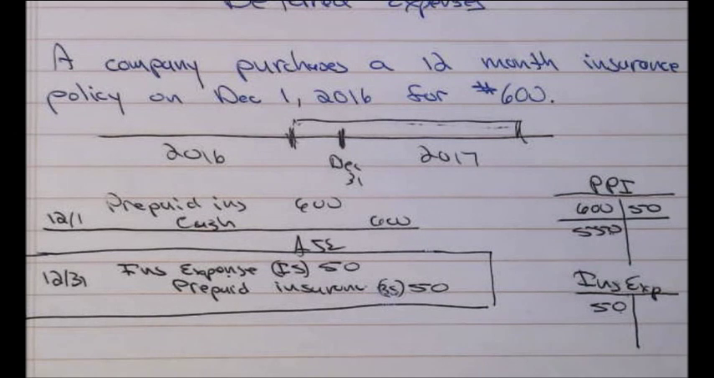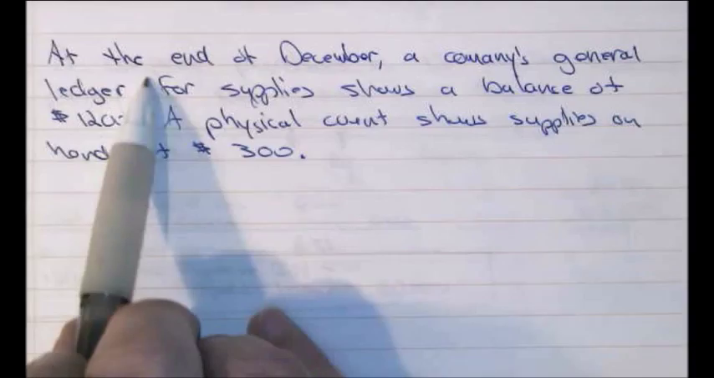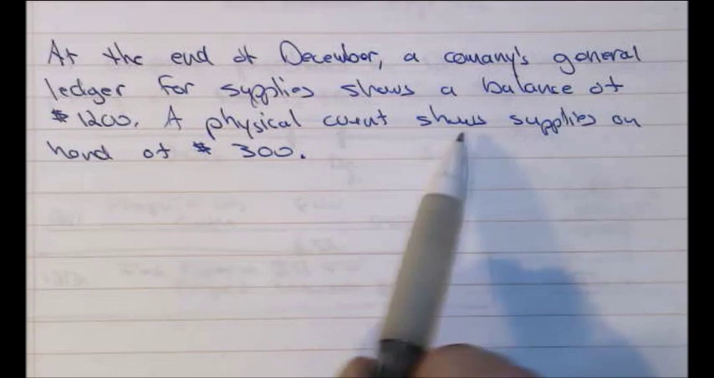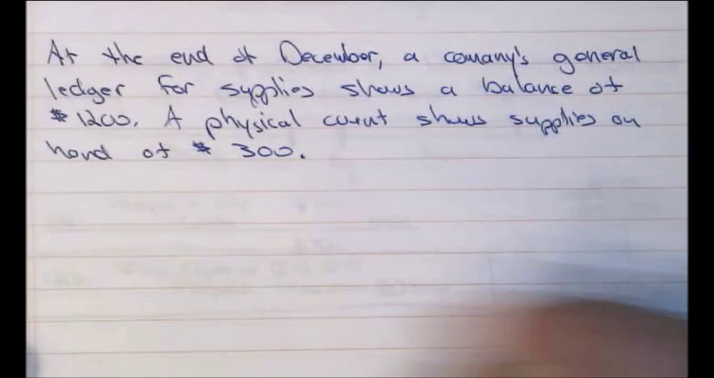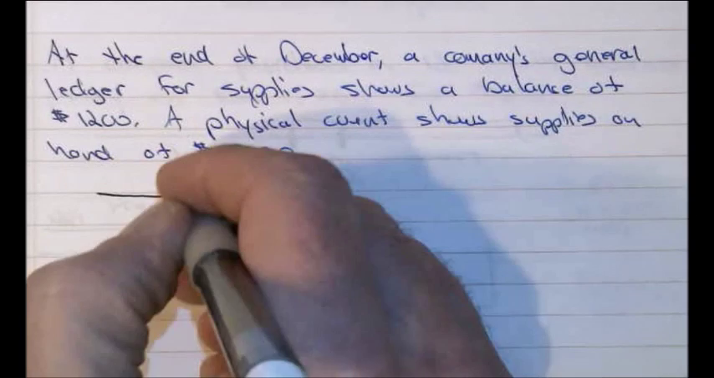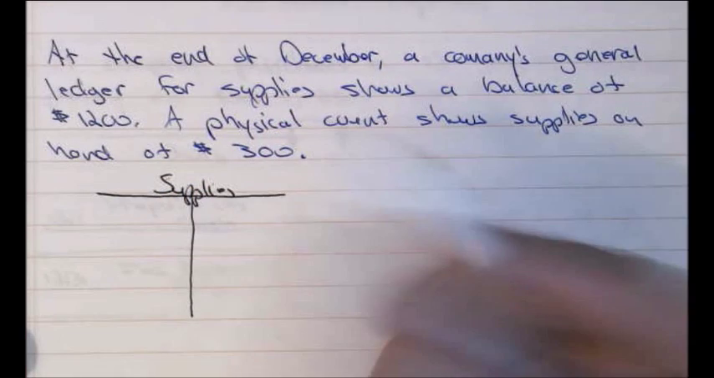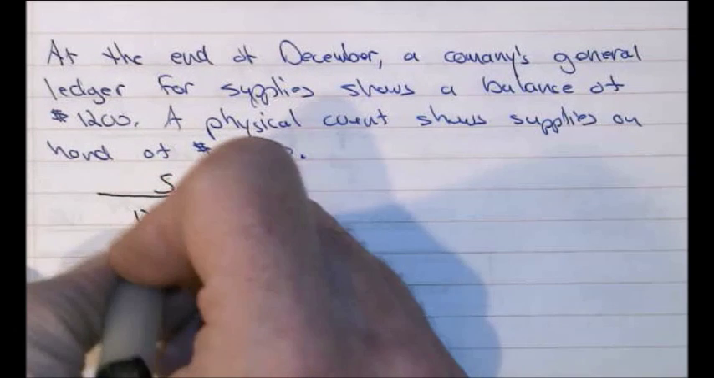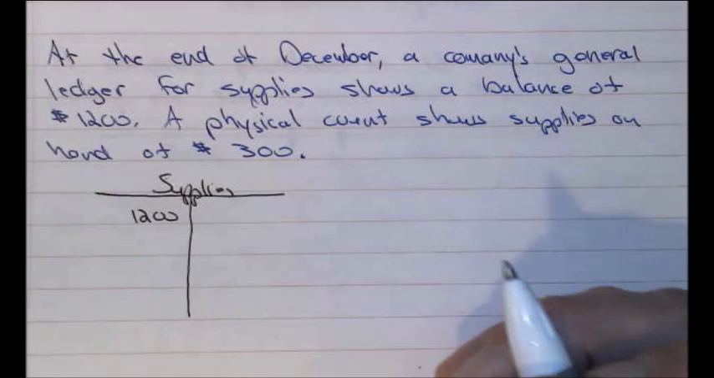We'll do another one real quick. The other one that we have is supplies. Now, this one, end of December, a company's general ledger for supplies shows a balance of $1,200. A physical count shows supplies on hand of $300. So we're going to draw our T account. We know that we have supplies, and our general ledger shows that we have $1,200 of supplies. That's before adjustment, so we bought $1,200 worth of supplies.